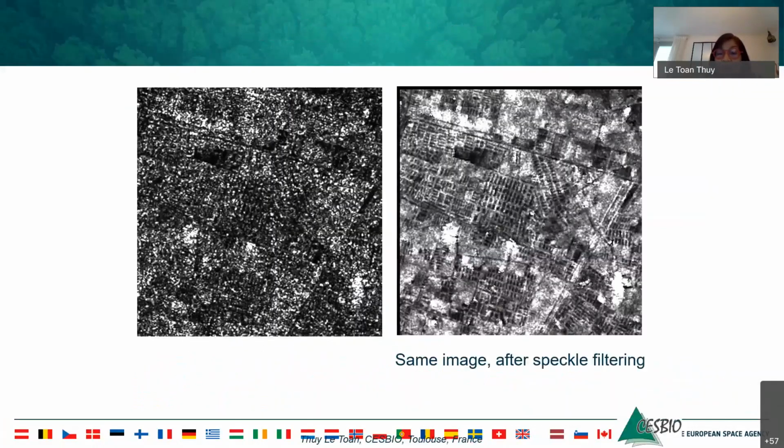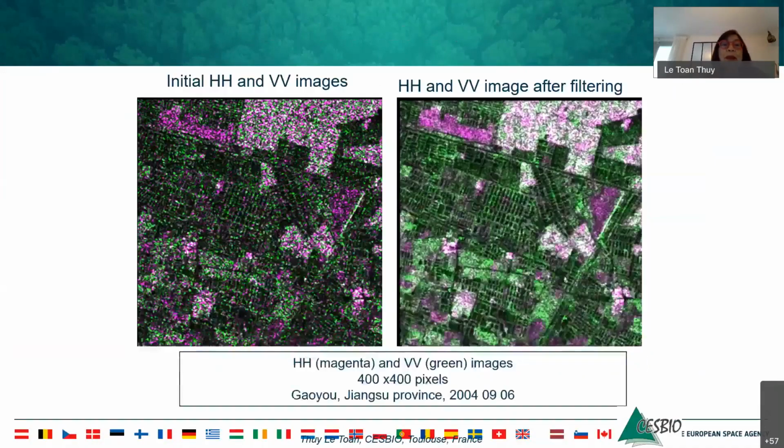And now the same image after speckle filtering. It's much better because you remove all the noise. Now you see on the road, the aquaculture center, rice field, etc. And then here, I show two images, HH and VV together, without filter and with filtering.